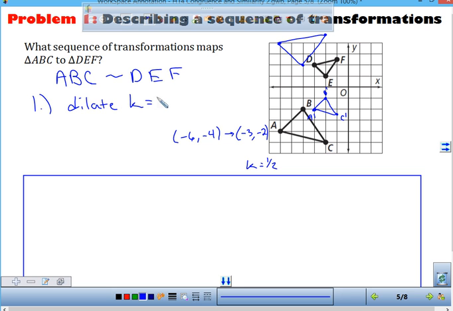Okay, so now after we dilate with K equals 1/2, dilation of scale factor 1/2, what are we going to do to get it right on top of DEF? Reflect over the x-axis. Okay? Because then when I reflect it over the x-axis, it gets to be the same exact shape as DEF. Questions?